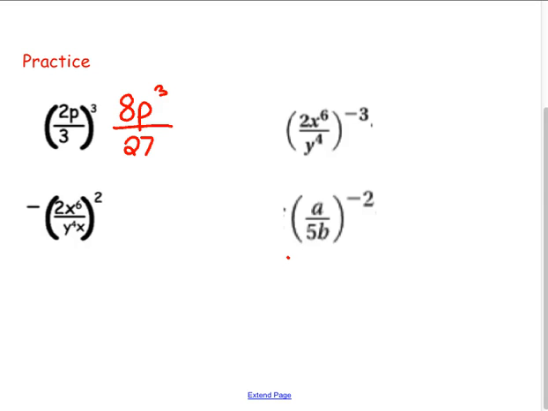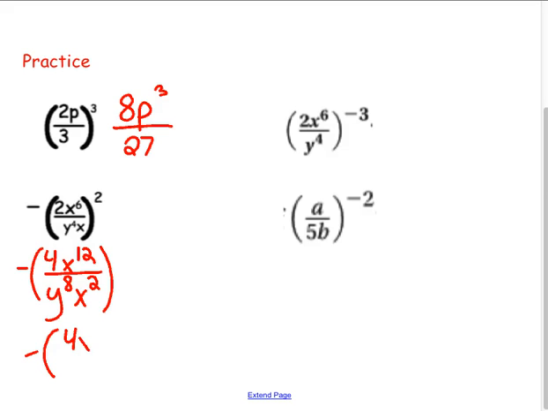All right. Then this next one, again, has 2 ways you can go about doing this. You can square everything. So here, 2 squared is 4. X to the 6 squared, power of a power, means you multiply. Y to the 4 squared, so power of a power, then x squared. And now I have x to the 12 divided by x to the 2. So that's going to leave me 12 minus 2. That's going to leave me with an x to the 10.